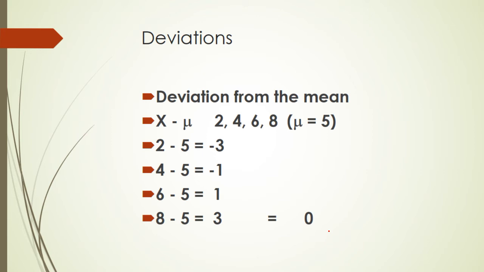So again, our numbers are 2, 4, 6, and 8. The mean of those numbers is 5. 2 is 3 away from 5, but smaller. 8 is 3 away from 5 but larger. So we just calculate by subtracting the mean from each number. We take 2 minus 5 and get minus 3. That minus 3 is the deviation from the mean. It's how far that point is away from the mean. We get 4 minus 5 is minus 1. 6 minus 5 is 1. And the cool thing about the deviations from the mean is if we add them up, we always get 0.